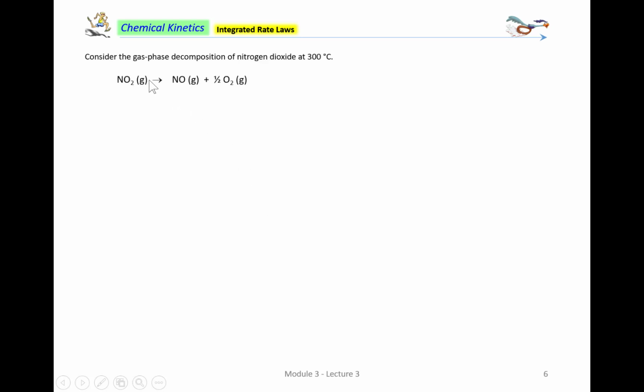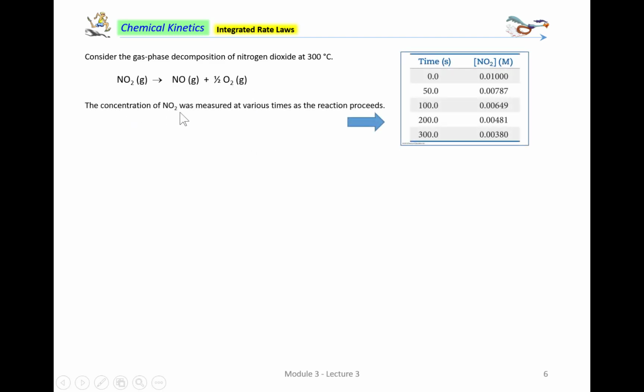So let's see what these look like. The reaction we're going to look at is the gas phase decomposition of NO2 going to NO and oxygen. And here's the experimental data. The concentration of NO2 is measured at various times as the reaction proceeds. So initially the concentration is 0.01, after 50 seconds it's 0.00787, and so forth. So this is time, this is concentration. Concentration of NO2 is going down with time.